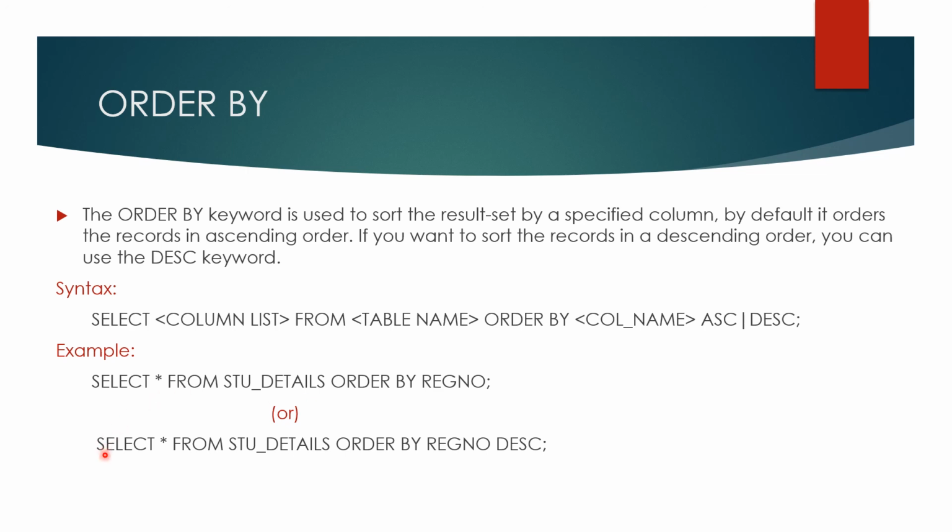And another example, select star from student details, order by register number DESC. Here DESC means they want to display the result set in descending order of the register number. So basically these two queries are similar, but the first query displays the result data in ascending order of register number. The second query will display the result set in descending order of the register number.